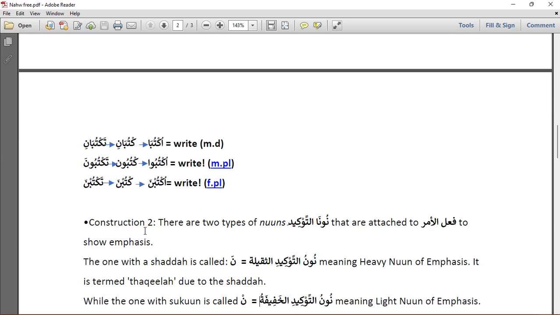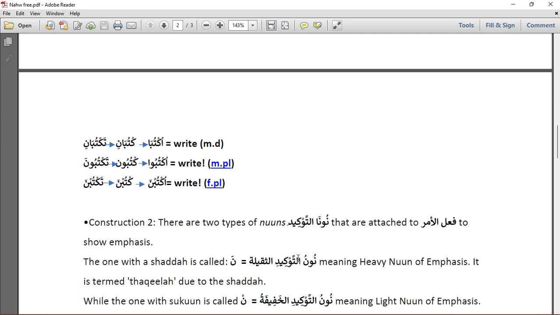The second construction: there are two types of noon that we attach to verbs to show emphasis. When we attach this noon to our imperative verb, it is used to show emphasis, and it is going to change some of the things we have in the verb. So those nouns are called noon at tawkid. Two nouns of tawkid. We have two.